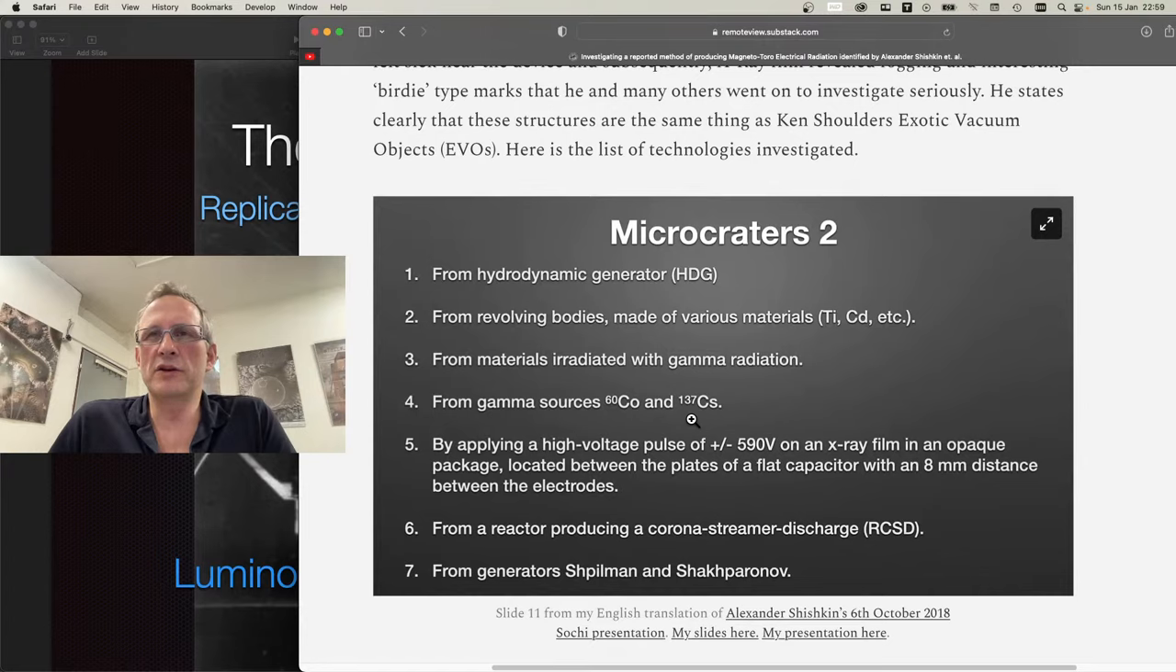And of course, John Hutchison, in his Hutchison effect, had a uranium or uranite source in there. And one of the fission products of uranium is cesium-137. And therefore, the cesium-137 in there will produce what they call, in Shishkin's terms, magnetotoro electrical radiation. And then there's also this one where you have this high voltage pulse of plus or minus 590 volts on an X-ray film in an opaque package. And I discussed how this was approximately the same volts per centimeter as used to polarize the vacuum in the Hutchison effect. And also, it's the kind of voltage you actually get typically within a cloud, from 1945 data.